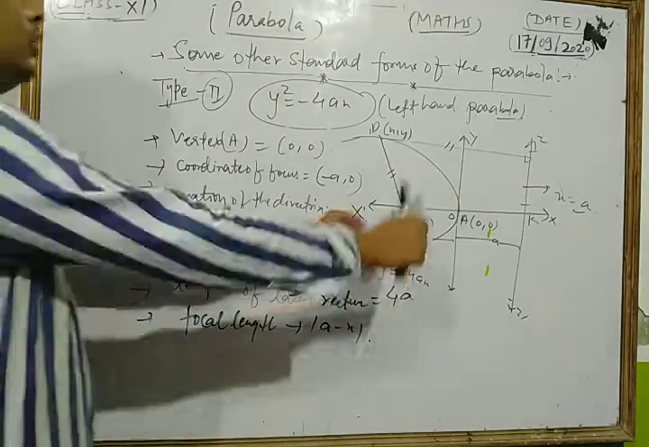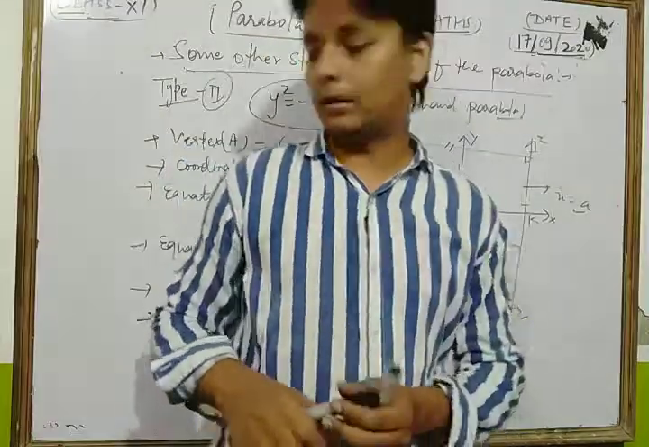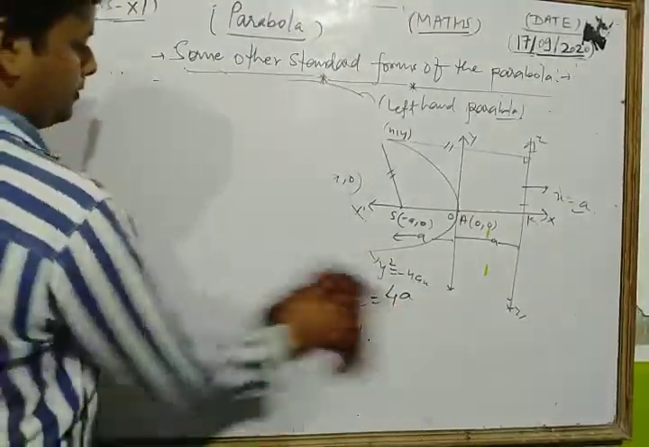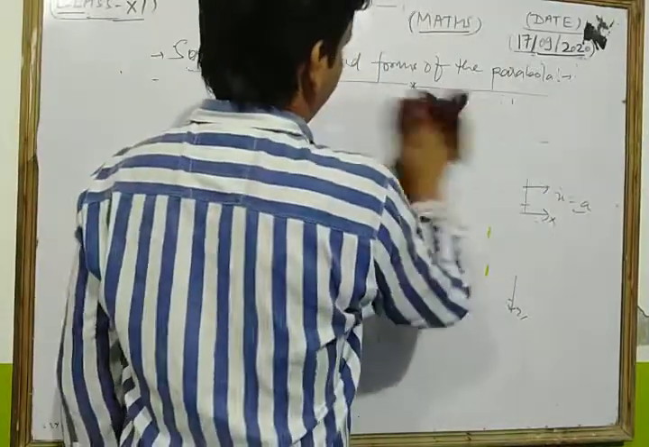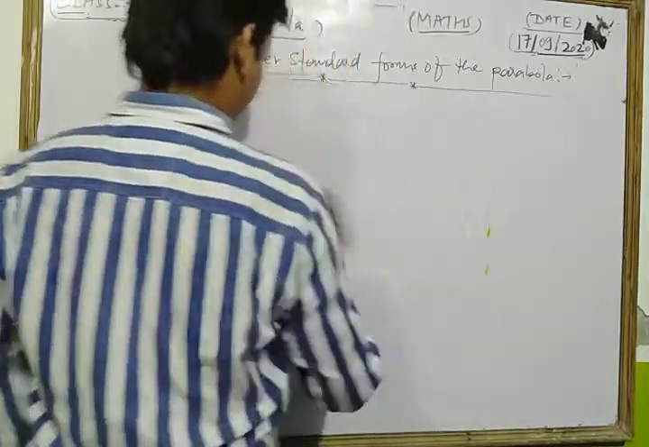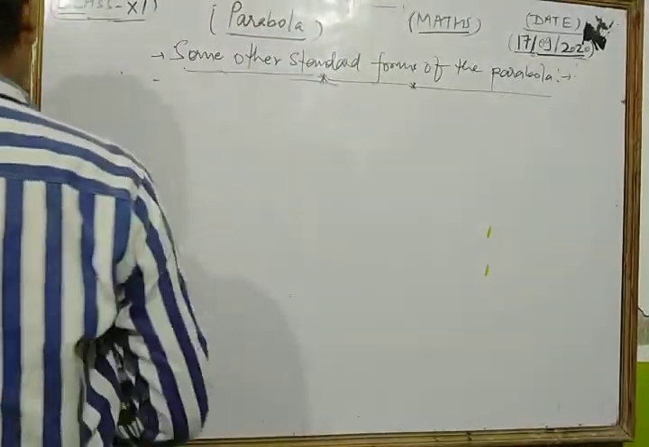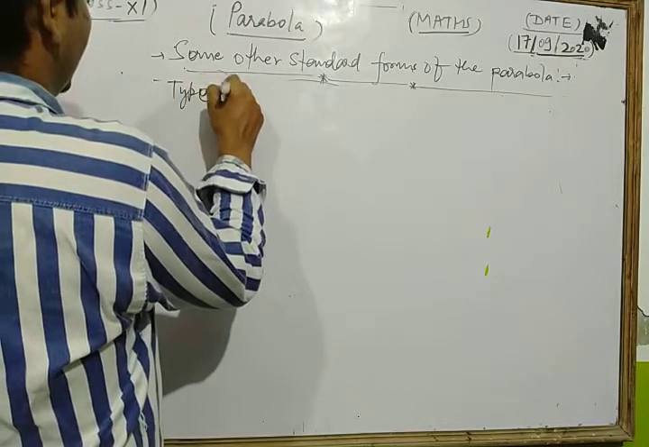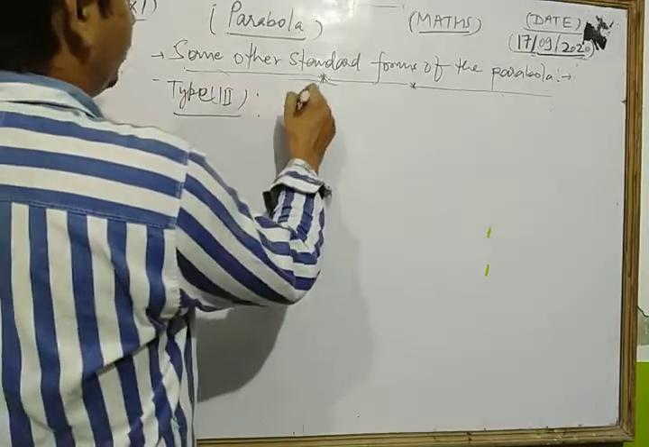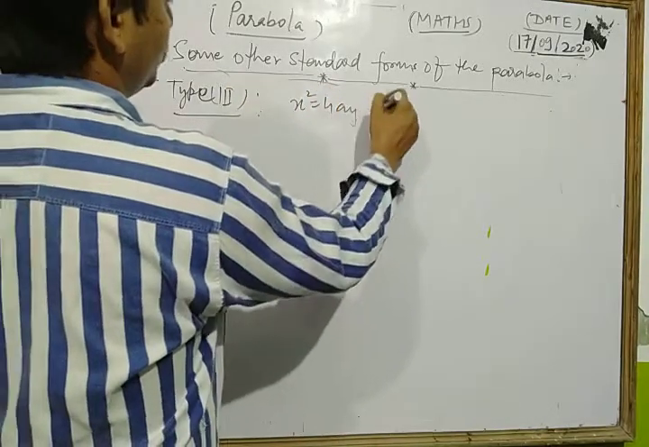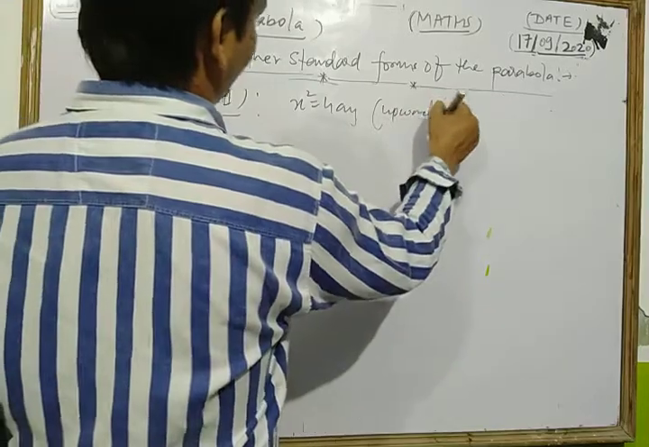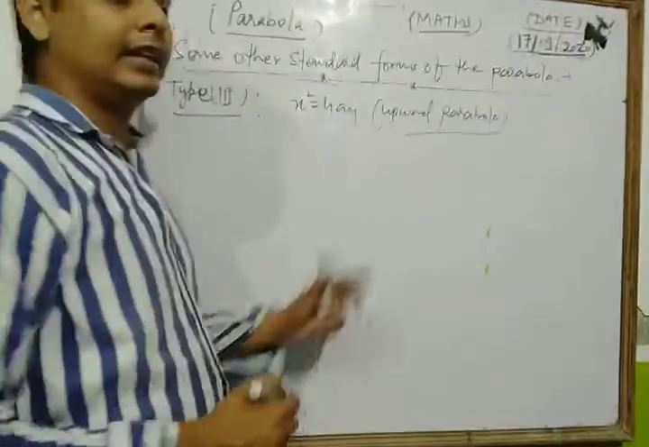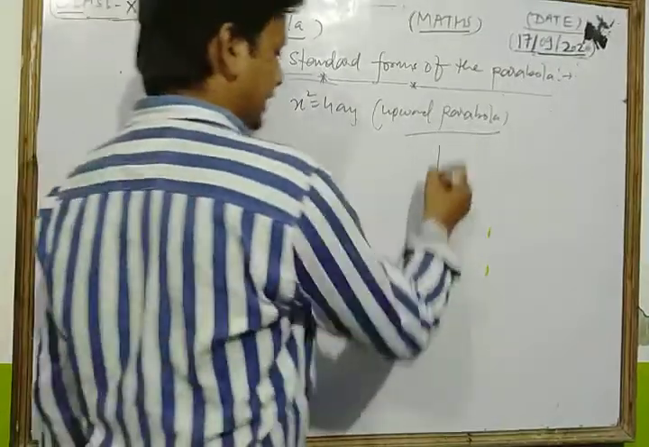Okay, now dear student, we discuss the third type of the parabola. Let's see, type 3. The equation of the parabola is x square equal to 4ay. This is known as the upward parabola. Dear friends, this is the upward parabola, and this is the equation of that type of parabola.